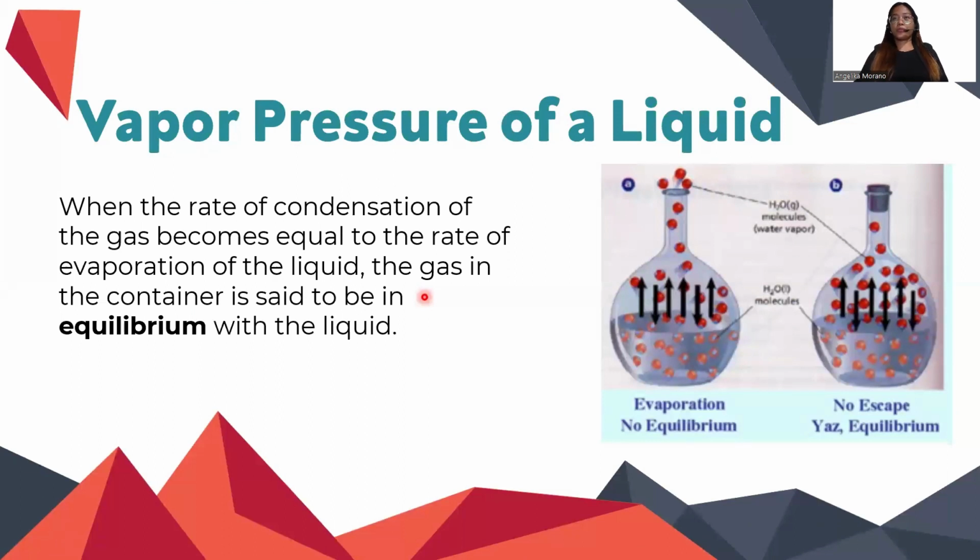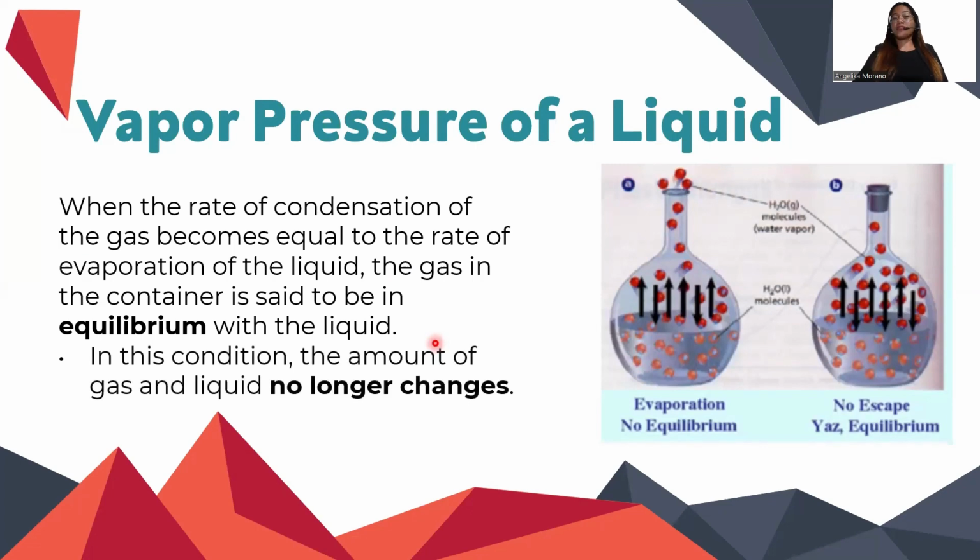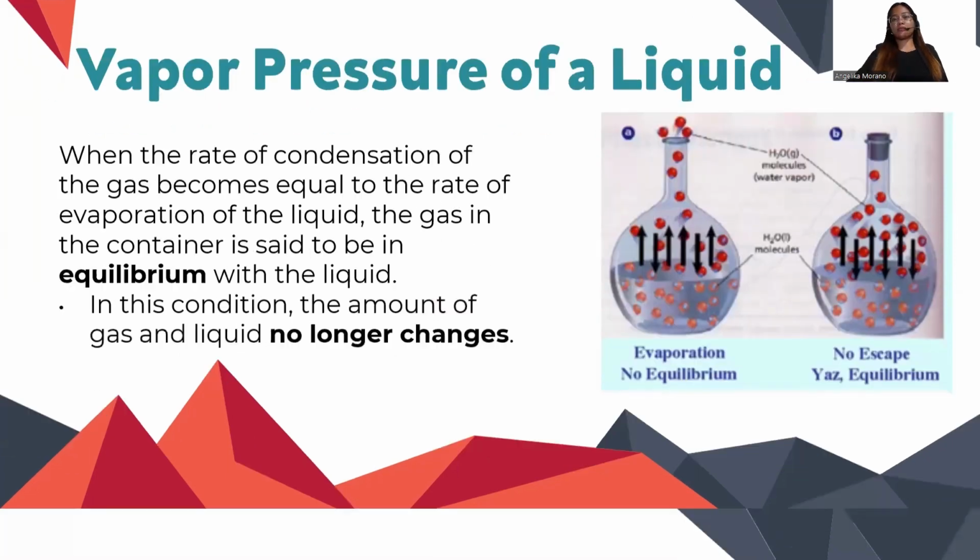So vapor pressure of the liquid. Now, next na property of liquid is the vapor pressure of a liquid. So when the rate of condensation of the gas becomes equal to the rate of evaporation of the liquid, the gas in the container is said to be in equilibrium with the liquid. So equal na, equilibrium if ang rate of condensation is equal to the rate of evaporation. No, while nag-escape and all, there is said to be an equilibrium in the liquid. So in this condition, the amount of gas and liquid no longer changes because of the equilibrium between the evaporation and the condensation of the gas and the liquid.